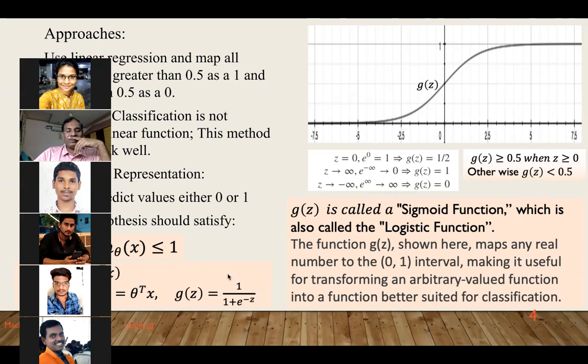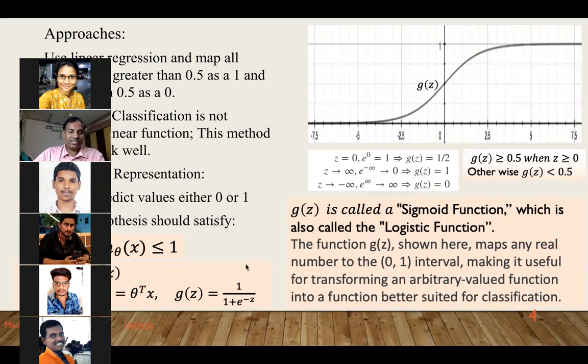When you get this whole thing is minimum, the denominator is very high, right? When the denominator is high, e to the power minus z is high. So when will you get e power minus z high? When z value is minimum, when z tends to negative infinity. Minus minus will become plus, so e power infinity is infinity.